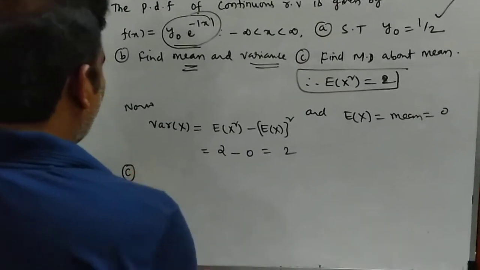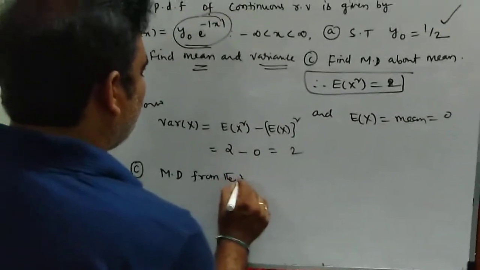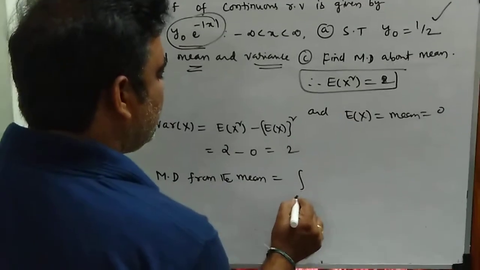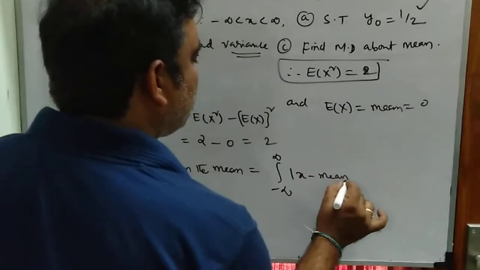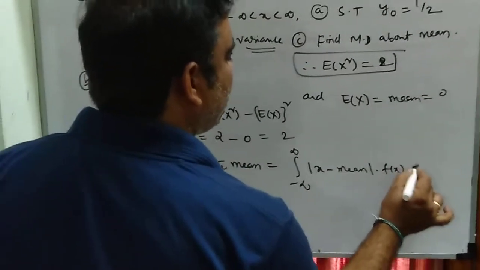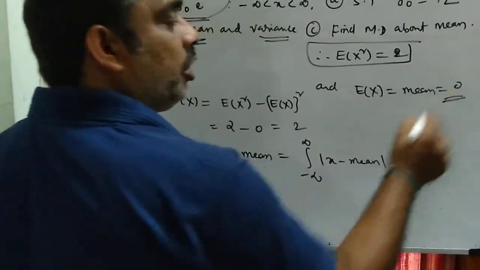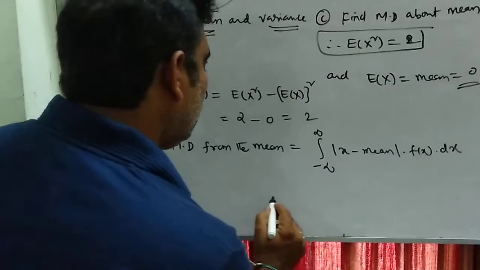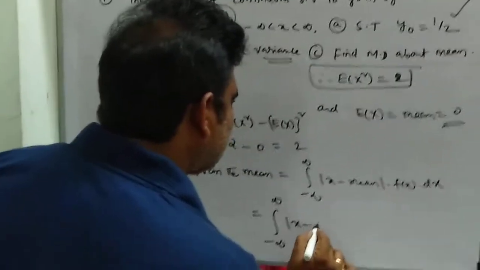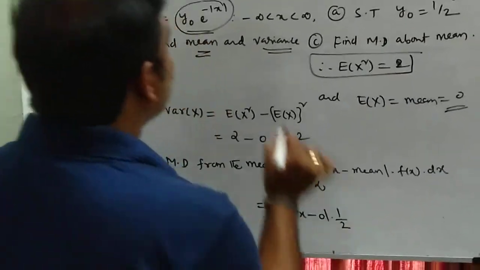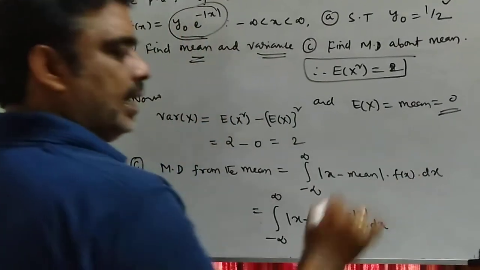So in the last bit you have to find the mean deviation from the mean. The formula is the integral from minus infinity to infinity of modulus x minus mean, into the respective PDF, into dx. So here what is the mean? Mean is 0. In our problem the mean is 0. So this formula becomes the integral from minus infinity to infinity of modulus x minus 0, times f of x, which is 1 by 2 into e power minus modulus x dx.